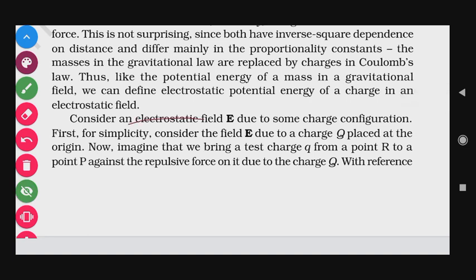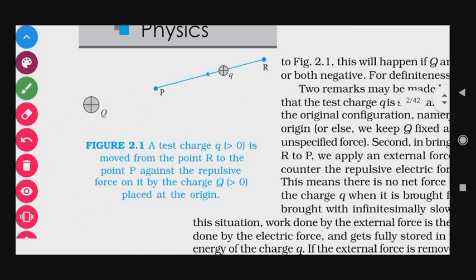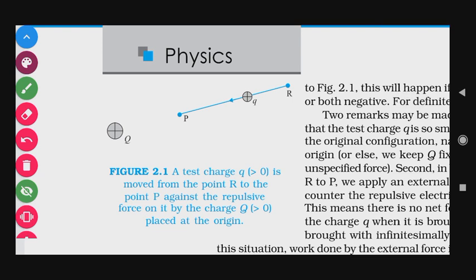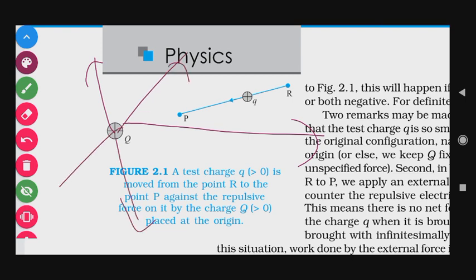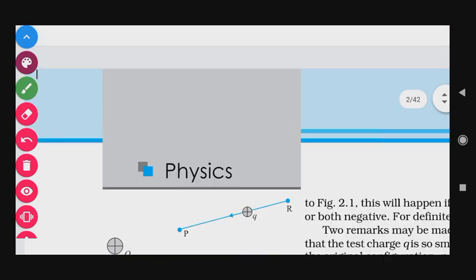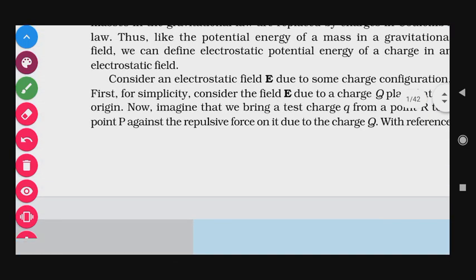Consider an electrostatic field E vector due to some charge configuration. Okay, so this is a diagram of this. There is a charge Q, and it has a certain field. As you know from chapter 1, the electric field will be in the outward direction, away from this. How do we come to know about this? Because if you place a positive test charge, then it will be repelled. So this is the electric field direction.